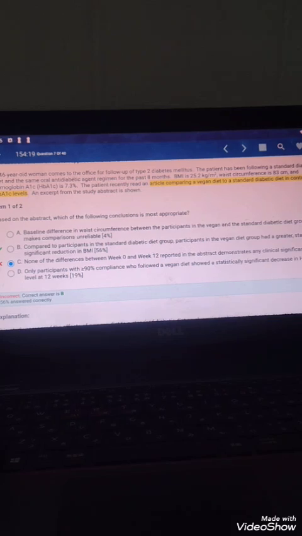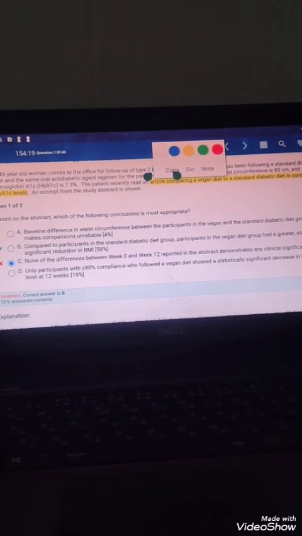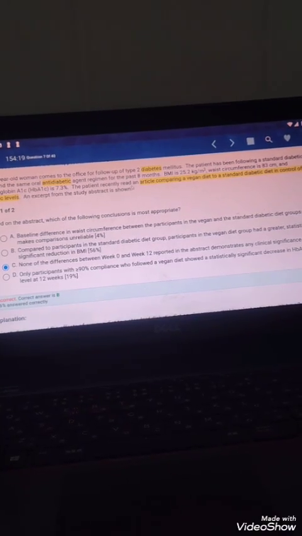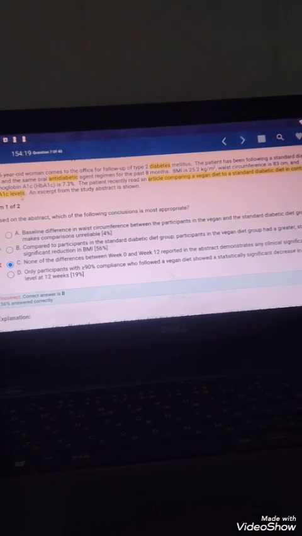Now what are they asking? A 46-year-old woman with type 2 diabetes mellitus, on a standard diet and oral antidiabetics for 8 months. BMI is 25, waist 83. The patient recently read about this vegan diet and wants to be on it. An excerpt from the study abstract is shown. Based on the abstract, which of the following conclusions is appropriate?